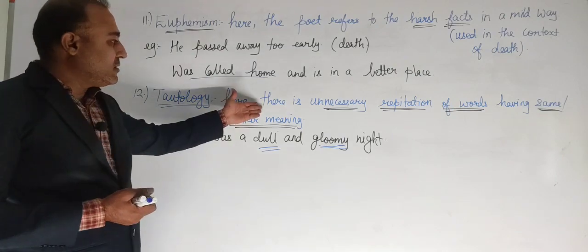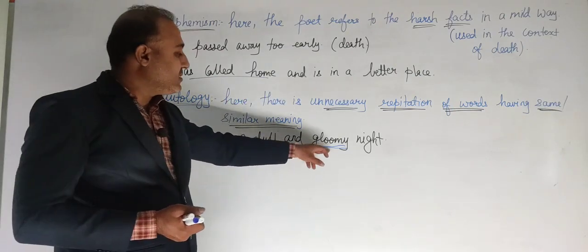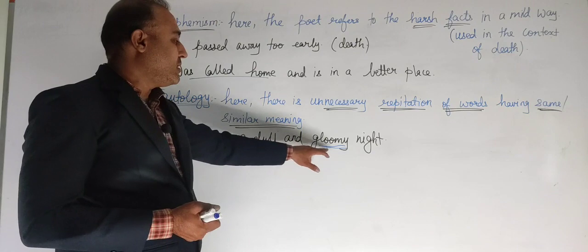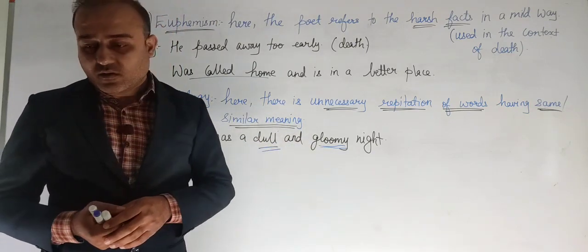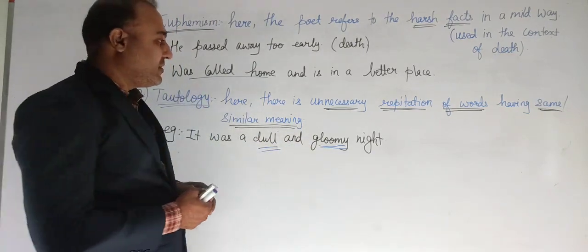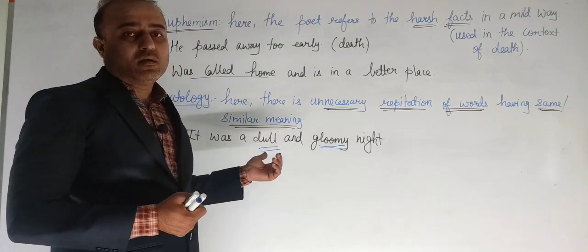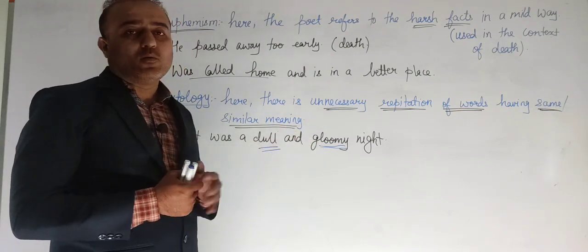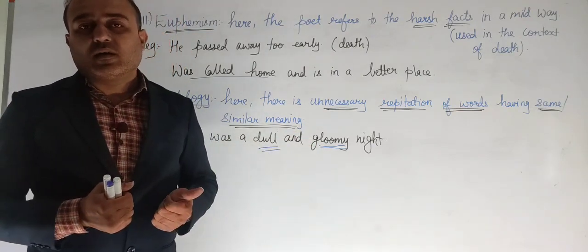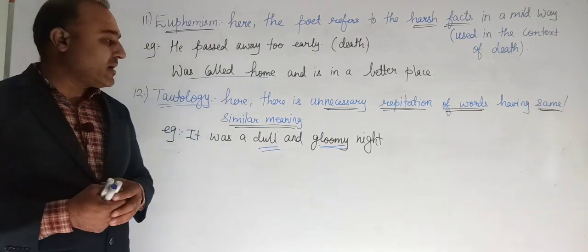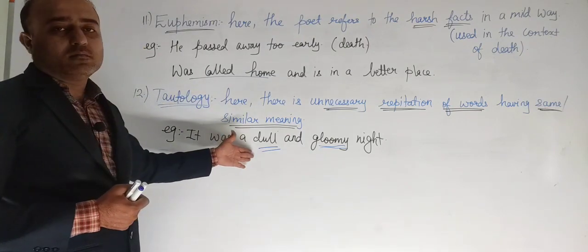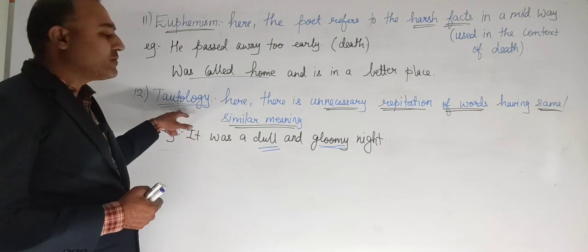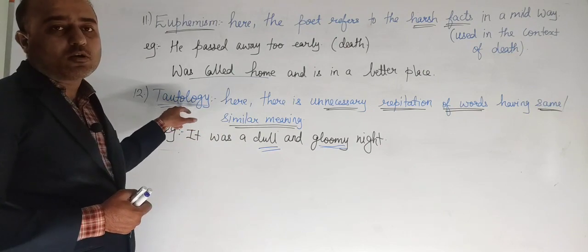So when there is unnecessary repetition of words, right? Unnecessary repetition of words having same meaning. So gloomy and dull, they both have a same meaning, right? So when this type of sentences are given, the figure of speech used is tautology.